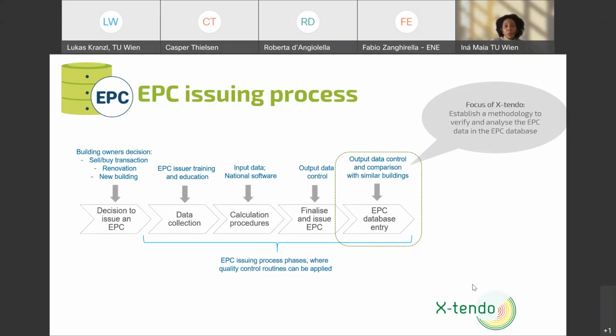But in the X-tendo project, we are focusing on the EPC database, when the EPC is already in the database. So the EPC data there is already in the database. And here we are establishing a routine that could also serve as a comparison between similar buildings and also controlling the output data.